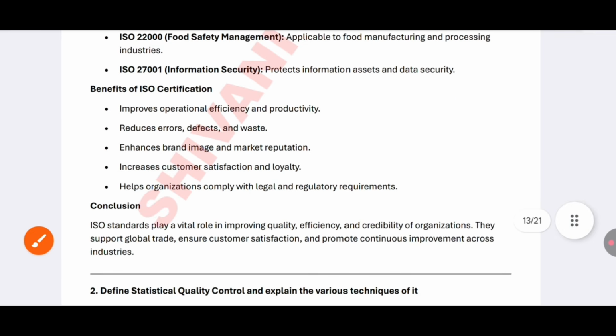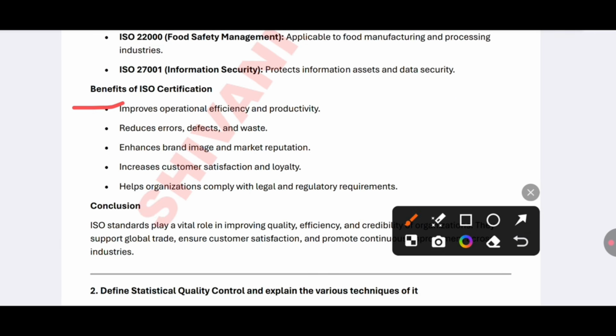Next one, what are the benefits of this ISO? It improves the operational productivity and ensures efficiency, reduces defects, waste, errors, it improves the market reputation and brand image, it increases customer satisfaction and loyalty, it helps the organization meet legal and regulatory requirements.